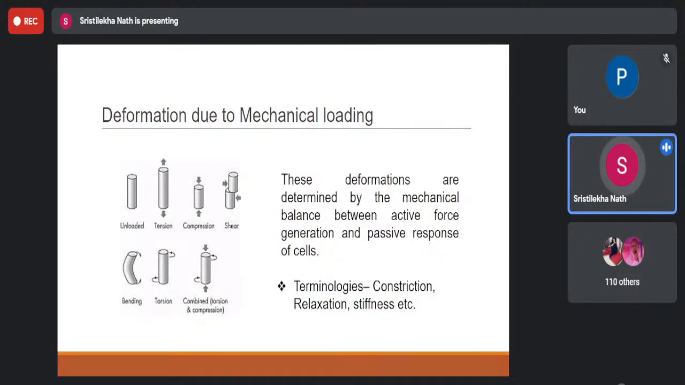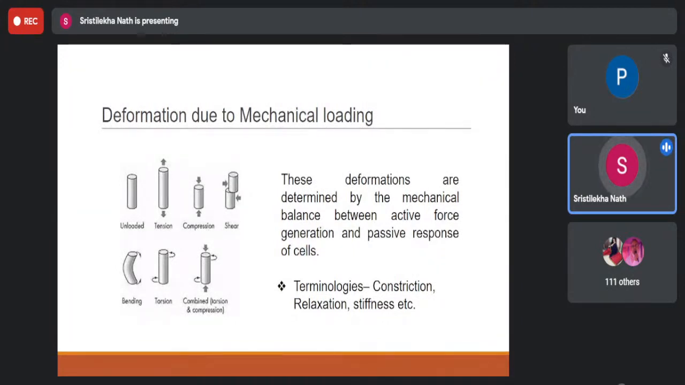These are constriction, relaxation, stiffness, etc. So constriction and relaxation are mainly found to be associated with actomyosin contractility. We all know that there is an actin filament and myosin motor protein. When the motor protein moves along the actin filament, there is a kind of contractility. That contractility can be defined by these two words in tissue mechanics.